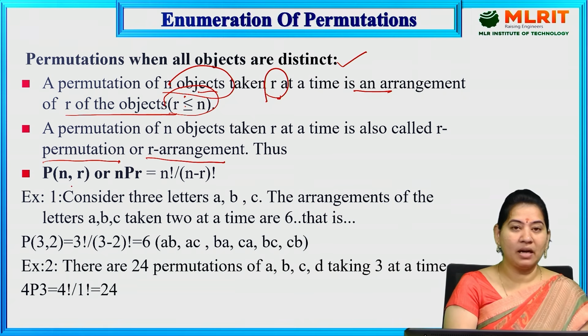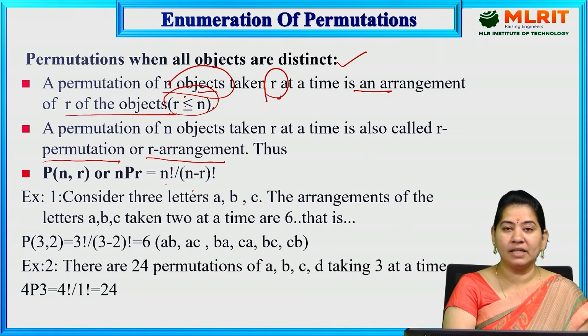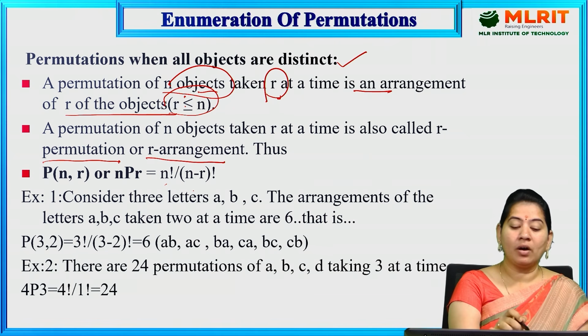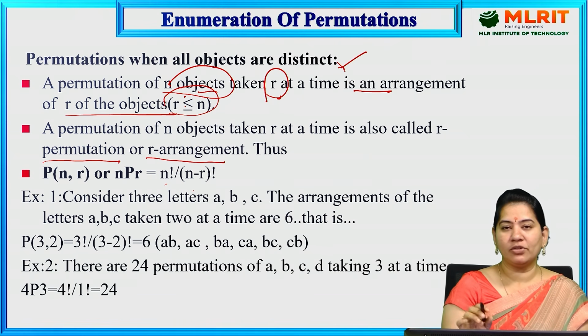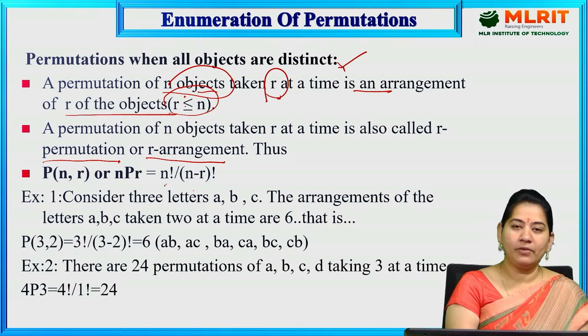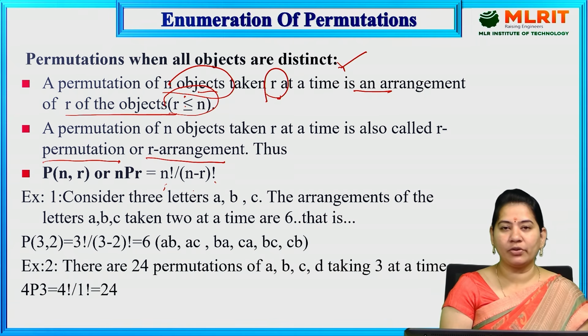So P(n, R), or nPr, is equal to n factorial by (n minus R) factorial. Whenever the objects in a permutation are all distinct, we have one formula, that is n factorial by (n minus R) factorial.